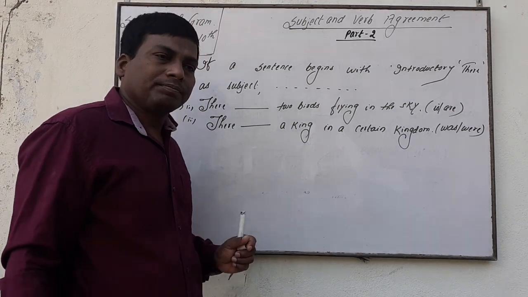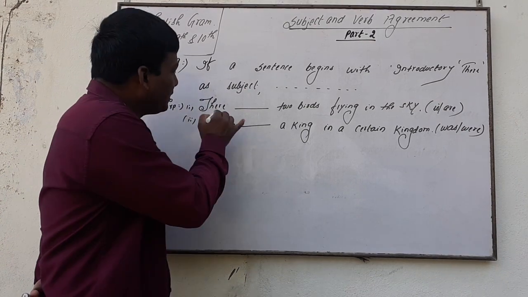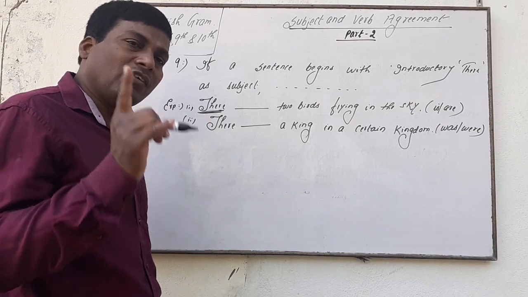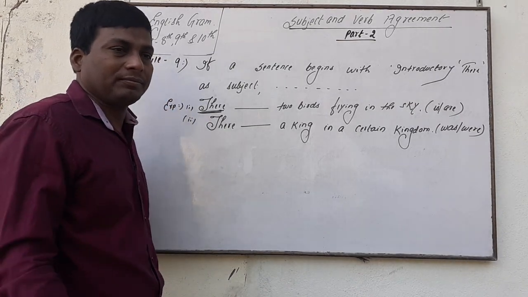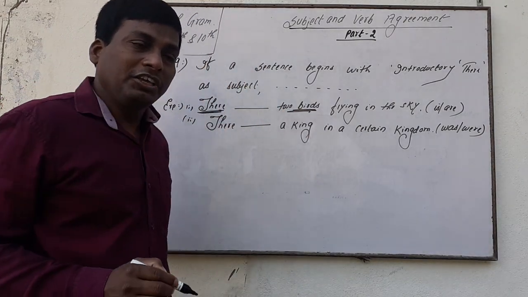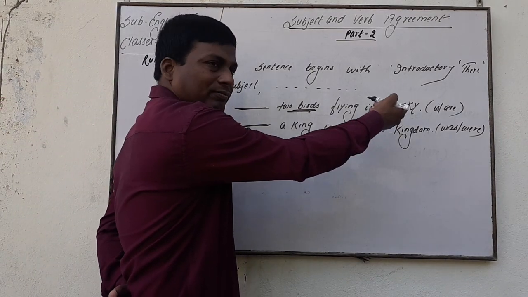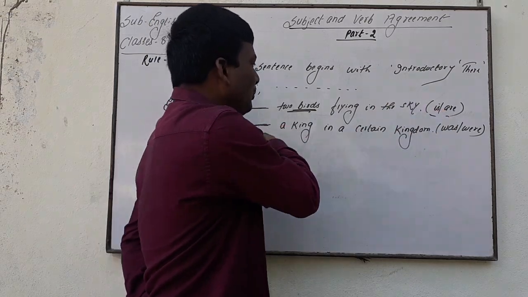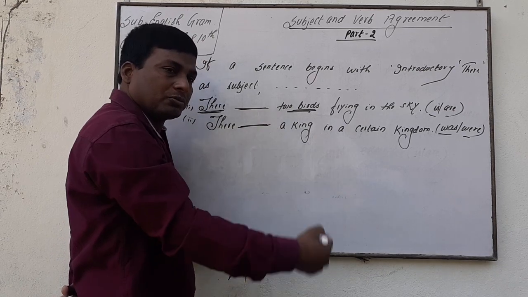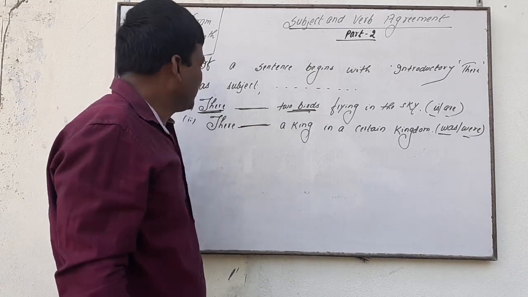So students, you must keep in mind, if your sentence begins with introductory there, then the verb will always be according to the nouns used after the verb. Either we will write is or are, or either you will write was or were. So after the verb, the noun or nouns which are used, according to that number, your verb will be.